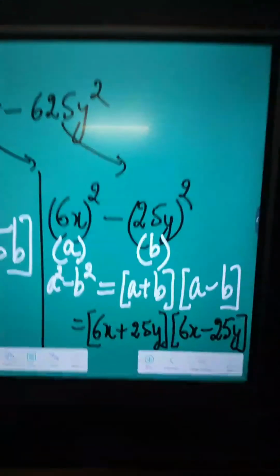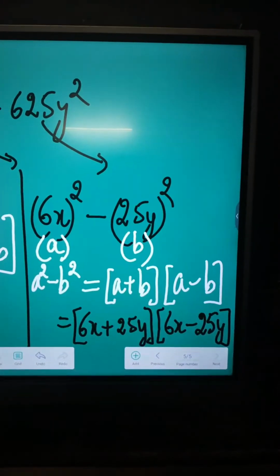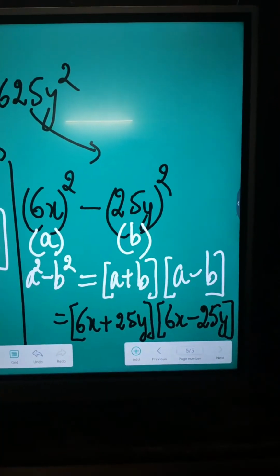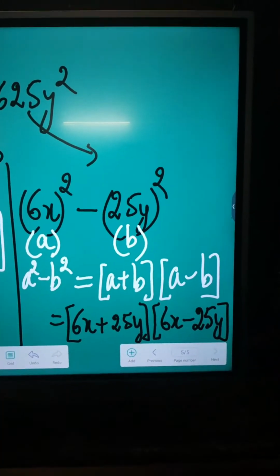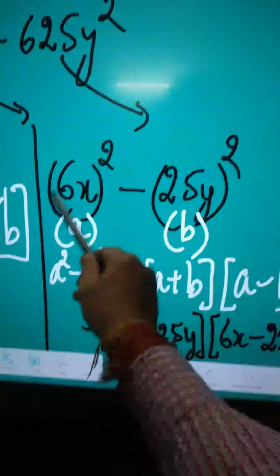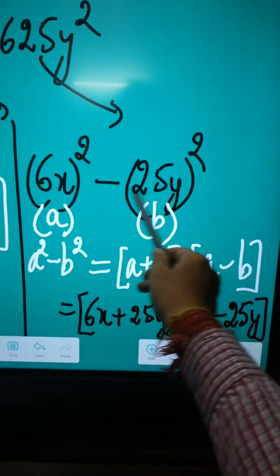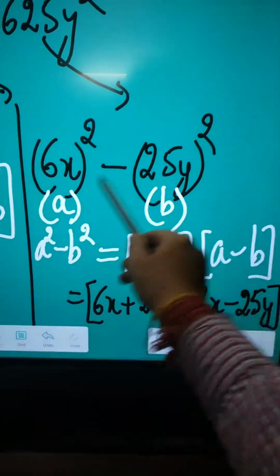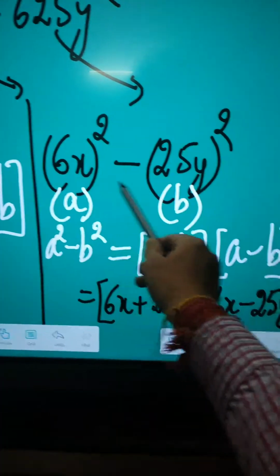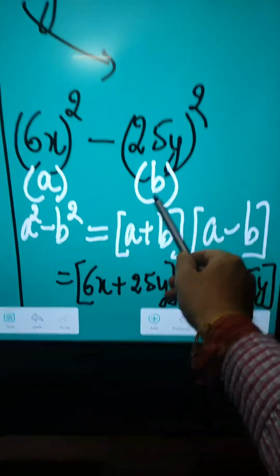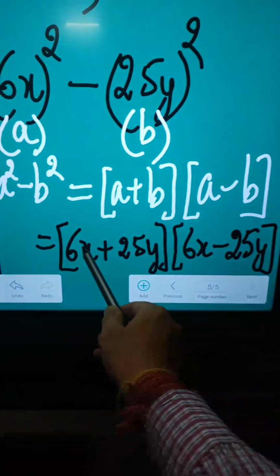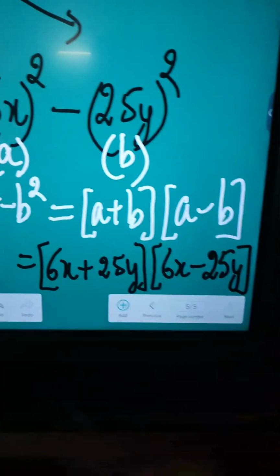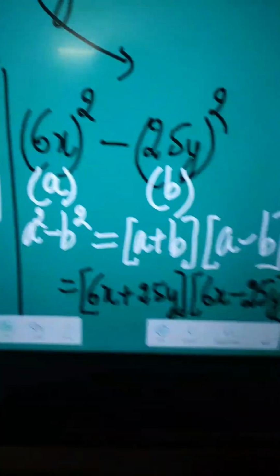Now see, 6x square minus 25y square is a square minus b square, which is a plus b into a minus b. So a plus b will be, this is a, this is b. So a square, b square. A is 6x, b is 25y. So what will be a plus b? 6x plus 25y, 6x minus 25y. And this is the answer.